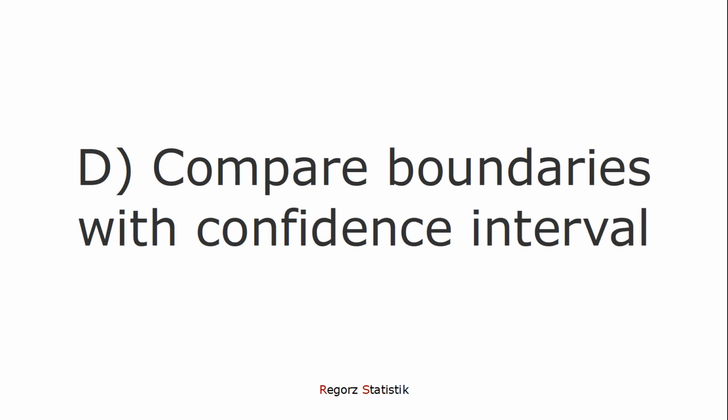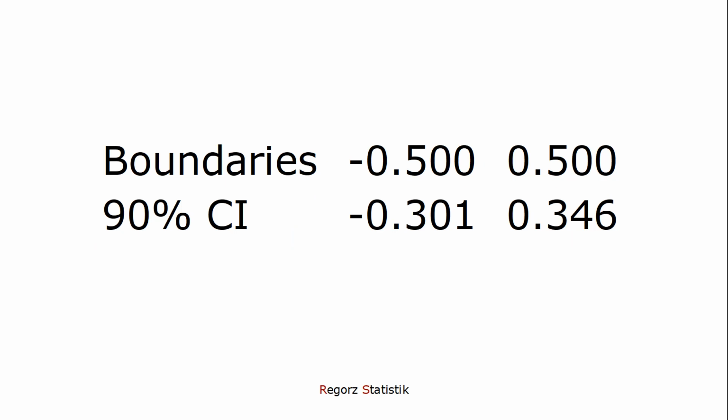And the only thing that remains to be done is comparing our boundaries with this confidence interval. Our boundaries were minus 0.5 to plus 0.5, and we see that our confidence interval lies completely within those boundaries. Therefore, we have shown equivalence, that is, based on those equivalence boundaries, the group difference is equivalent to zero. Not equal to zero, but equivalent to zero.